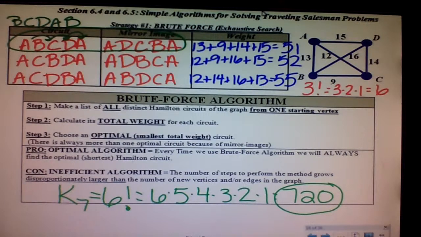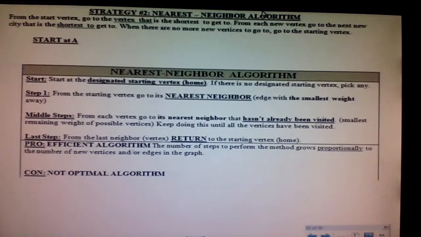So while brute force is awesome, you always get the smaller one. It's not very good when you end up with bigger graphs. So they came up with this one instead: nearest neighbor. Your nearest neighbor says, wherever they tell you to start, you look for the smallest path from that point to another point.